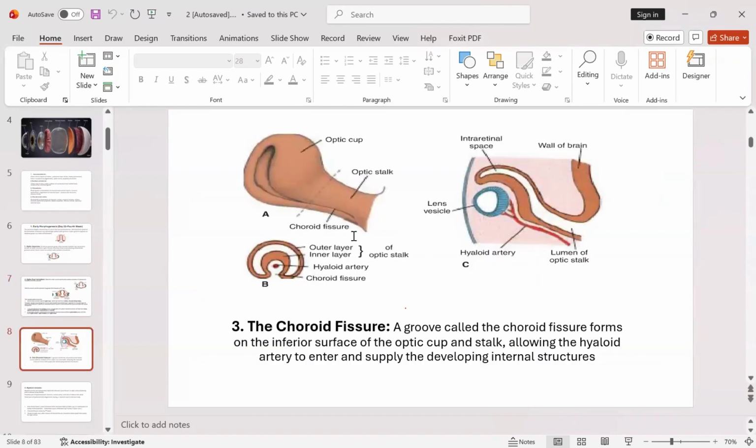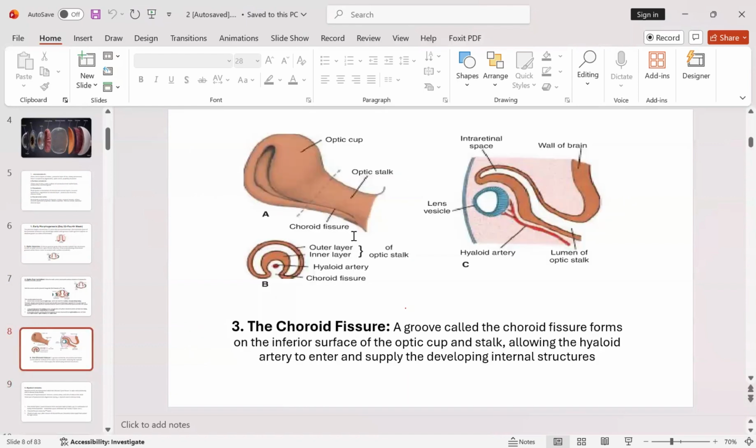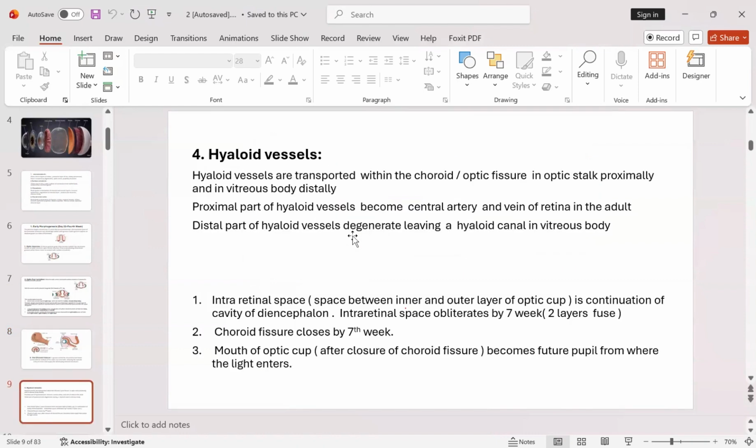After that we discussed when this choroid fissure closes and how the pupil is developed after that closure. We have also discussed the closure of the intraretinal space, which in turn results in the fusion of the two layers of the optic cup. And we have also discussed the course and the fate of the hyaloid vessel. So this was today's lecture.